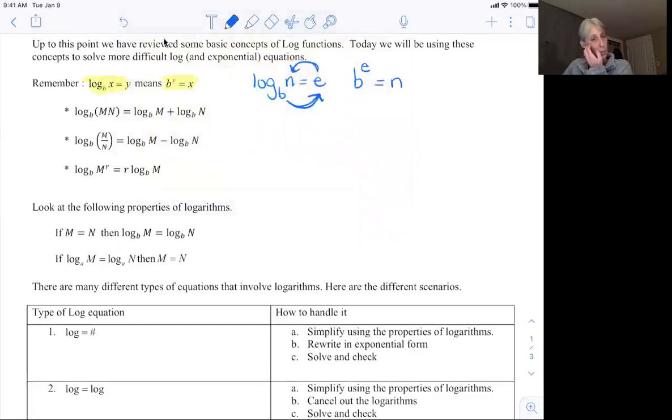We studied a couple of properties before break. The three most important properties that we will be using for this next section are log base b of m times n. So when we multiply like bases, we add their powers. When we divide like bases, we subtract their powers. Remember, a log is a power. A log is an exponent. And when we have a power to a power, we can multiply. We bring that power down in front.